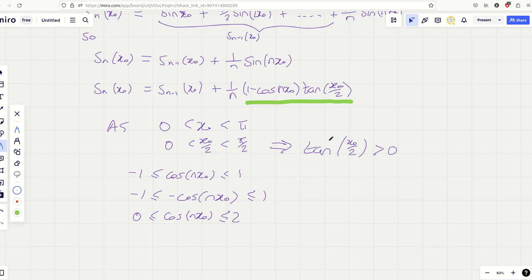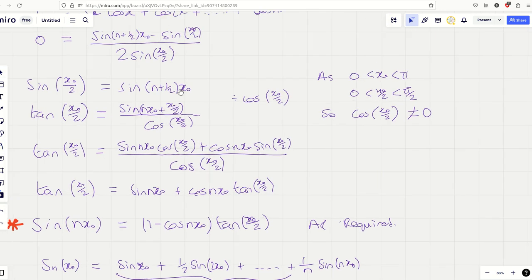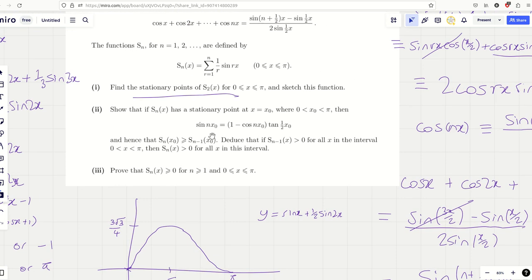Cool. Okay, now I've done enough. So 1 over n, 1 minus cos of nx0 tan of x0 over 2 is definitely greater than or equal to 0, and hence Sn of x0 is greater than or equal to Sn minus 1 of x0. Marvellous. We've now proved that bit.